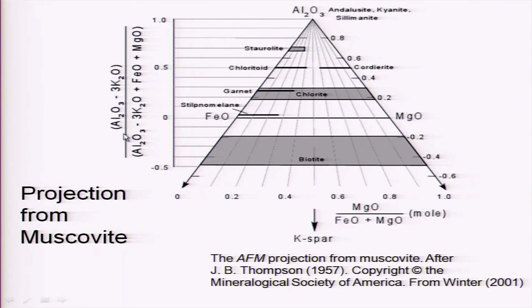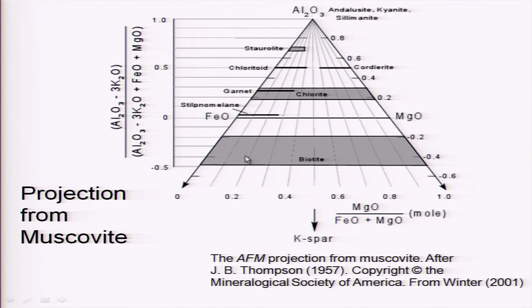This alumina index is calculated by the formula Al2O3 minus 3 K2O divided by Al2O3 minus 3 K2O plus FeO plus MgO. For example, this is the minus 0.5 alumina index line, this is the 0 alumina index line, this is the 0.5 alumina index line, and this is the 1 alumina index line. Now, for any mineral, we calculate MgO divided by FeO plus MgO.